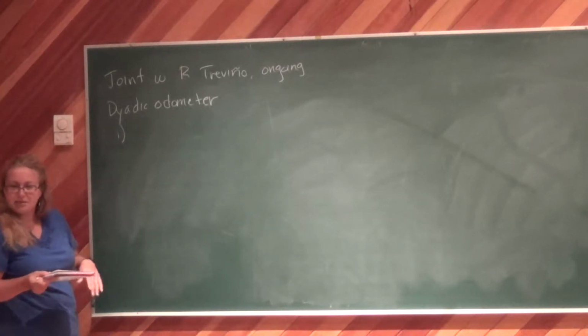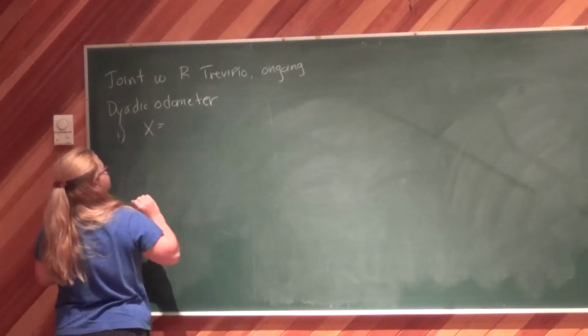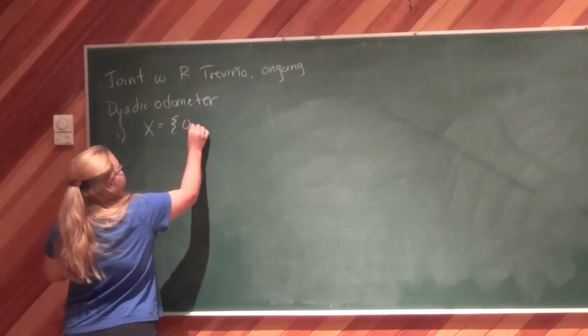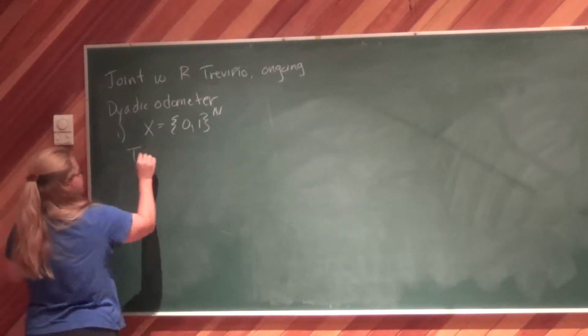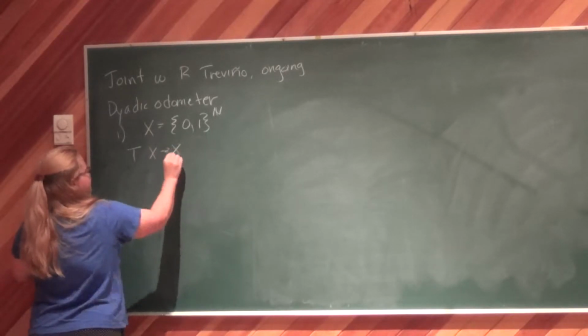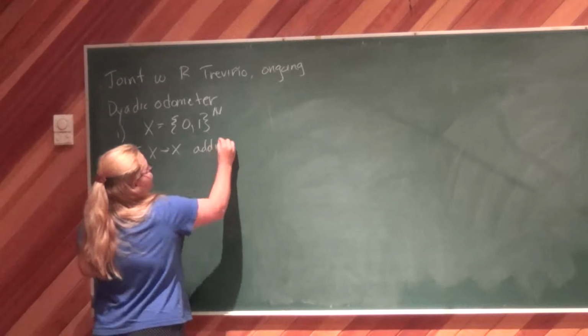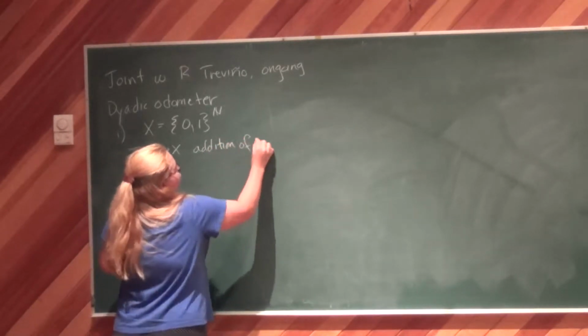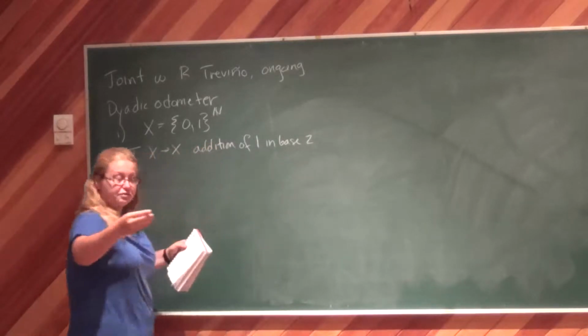My first is going to be a symbolic definition. The space for my system is going to be infinite sequences of zeros and ones. And my transformation T on x is given by addition of 1 in base 2 with carry to the right.